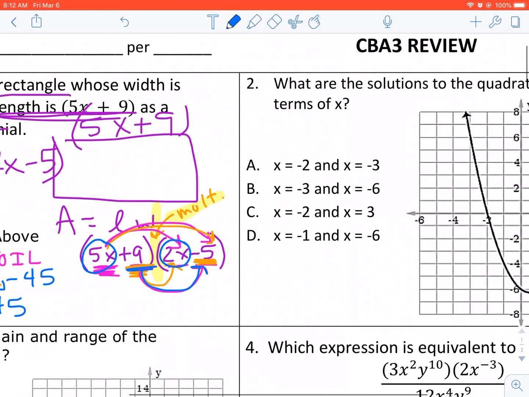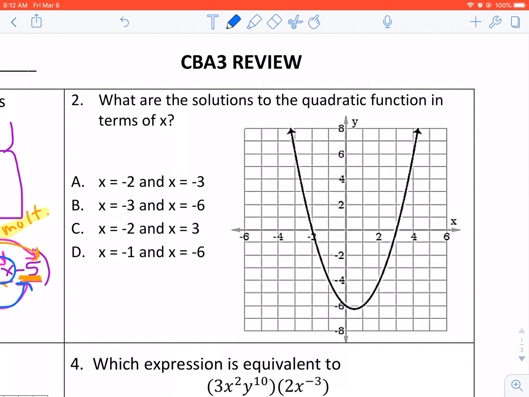Number 2. What are the solutions to the quadratic function in terms of x? So basically, that's just asking you to find solutions. Your solutions are on your x-axis. If there's not an equation given, we're saying that it's equal to x, and so we're finding the zeros. So the zeros are going to be right here and right here. So this one's easy. It's right on that -2. So I need a -2 and a -2, and I don't see it in B, and I don't see it in D. So I'm going to use my process of elimination to also help me.